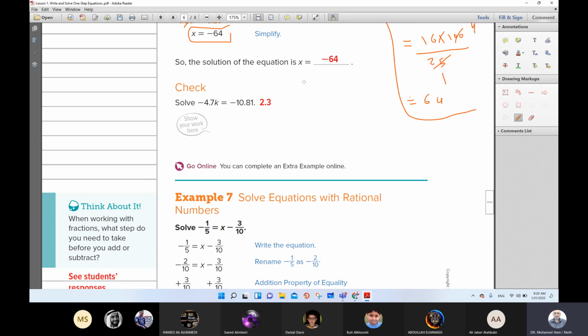For example, here we have negative 4.7k equal negative 10.81. So determine the coefficient, negative 4.7. So divide the two sides by negative 4.7.